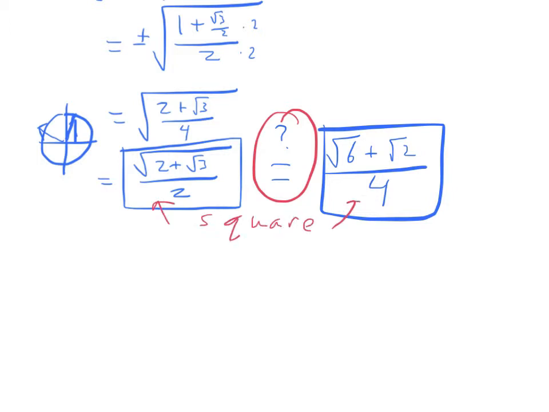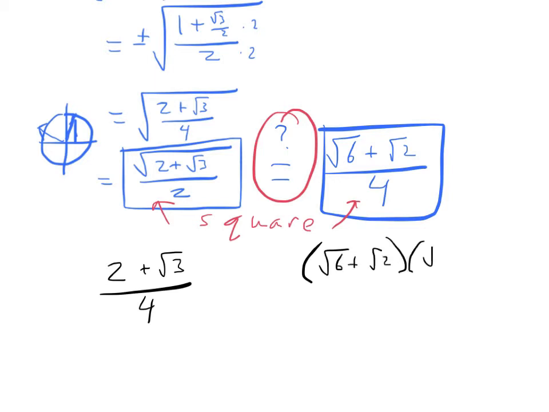So when I square the one on the left, it's a fairly simple thing. I end up with 2 plus root 3 on the top, because when I square the top, the square root just goes away. On the bottom, I have 4. On the other one, when I square it, I'm actually going to have to FOIL the numerator. I'm going to have to do the square root of 6 plus the square root of 2 times the square root of 6 plus the square root of 2. And it's all going to be divided by 16.